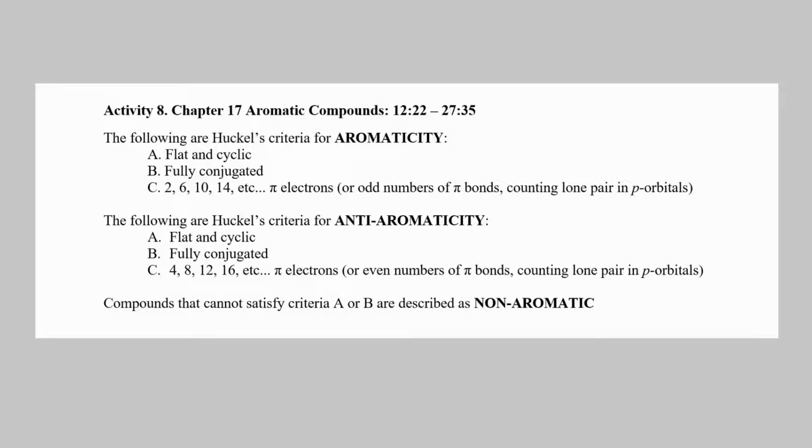Today we will be looking at aromatic compounds on Chapter 17. Aromatic compounds are identified by following certain criteria from Huckel's rule. For aromaticity, it has to be flat and cyclic, fully conjugated, have 2, 6, 10, 14 or more pi electrons, or have an odd number of pi bonds, counting lone pair in p orbitals.